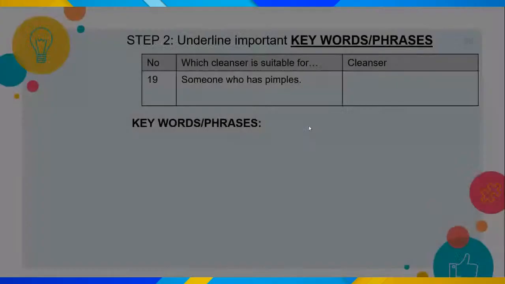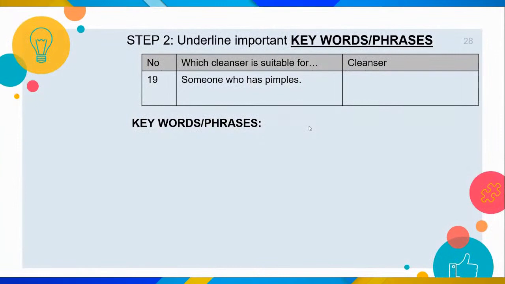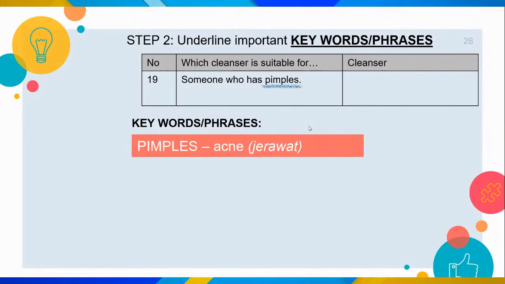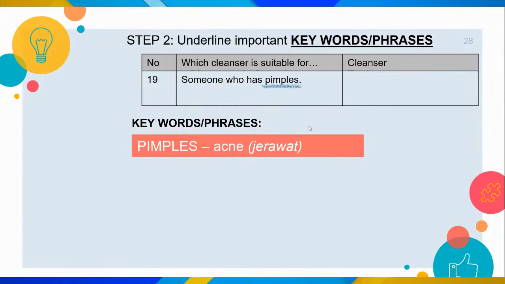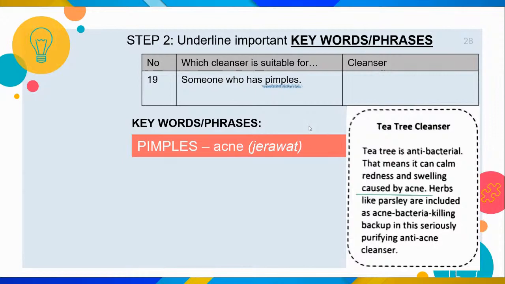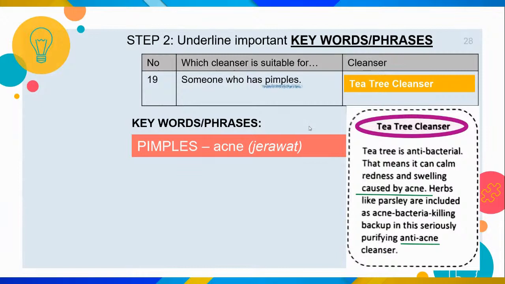All right. Question 19. Someone who has pimples. Teenagers always have this problem. What does pimples mean in Malay? Pimples means acne, or jerawat. So the keyword here is acne. Can you find any word of acne here? Acne. There we go. Anybody quick enough to answer that one? Anti-acne cleanser, and the answer is tea tree cleanser. Very good, Shahidatul. Very good, Shuan. You have good eye. You're following this discussion quite closely, which is good.